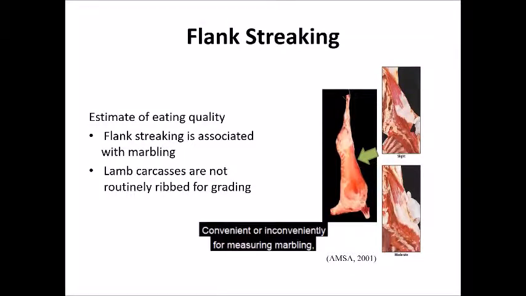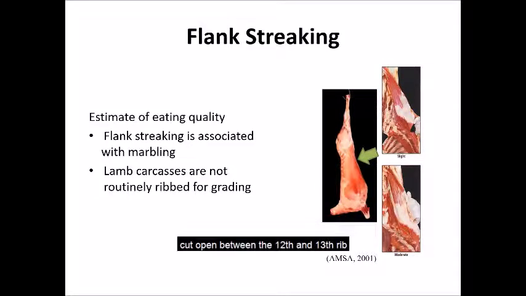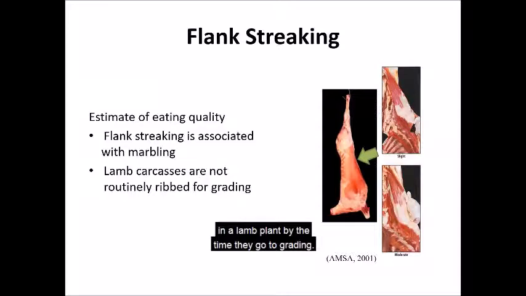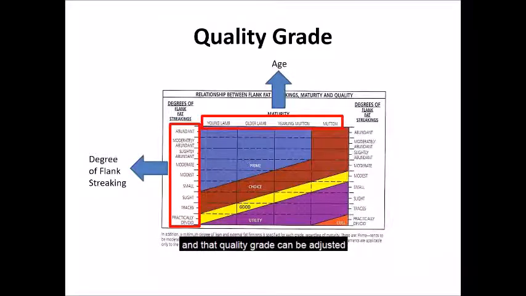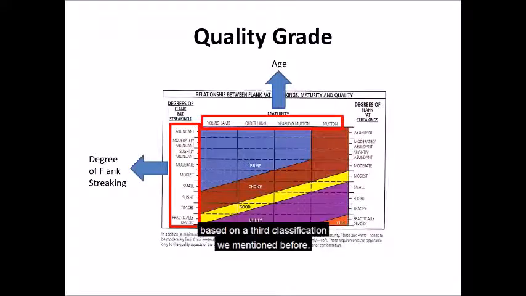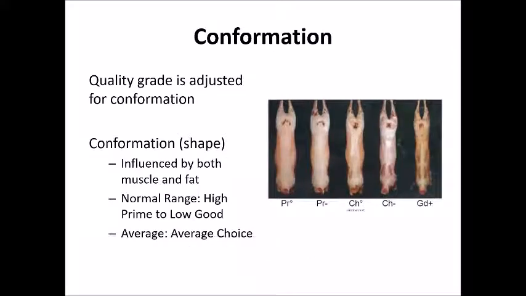Okay, conveniently or inconveniently, for measuring marbling, lamb carcasses are not typically ribbed open, cut open between the 12th and 13th rib in a lamb plant by the time they go to grading. And so flank streaking is used to evaluate quality grade. Now, those two factors, maturity and flank streaking, combined give a preliminary quality grade, and that quality grade can be adjusted based on a third classification we mentioned before, which is conformation.